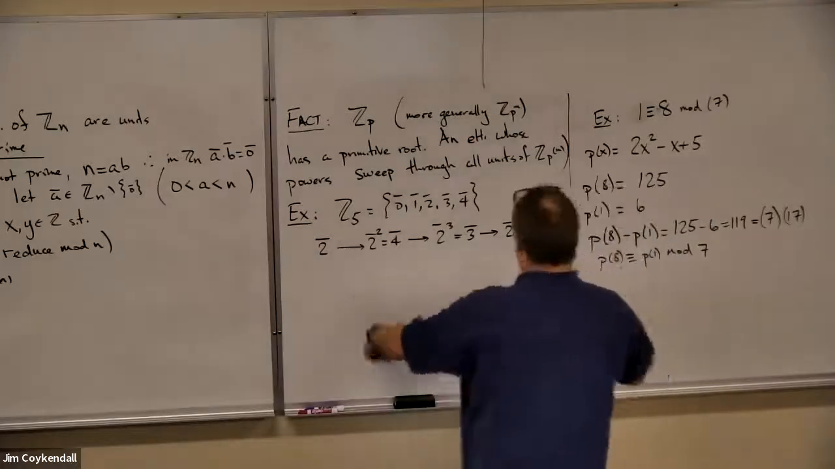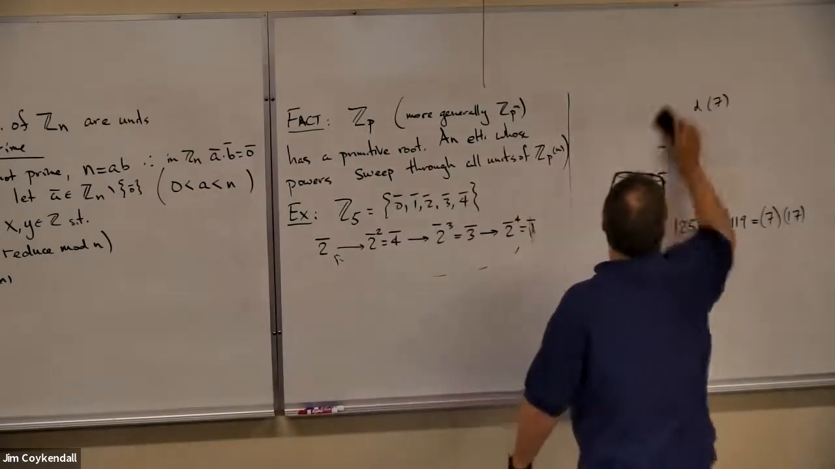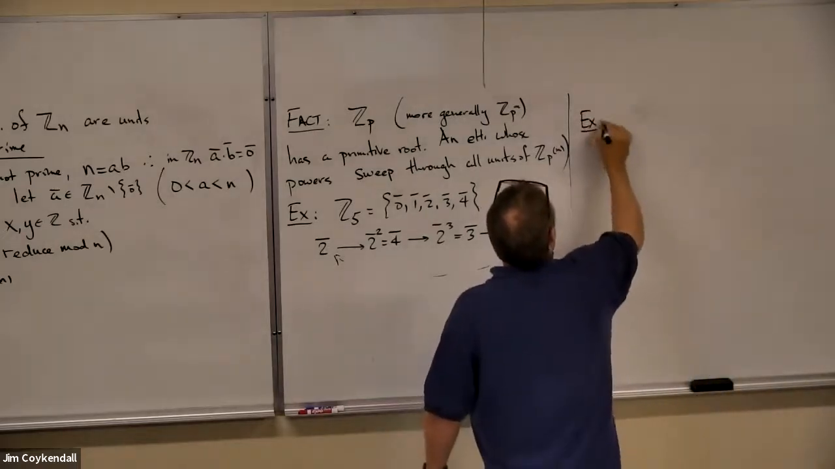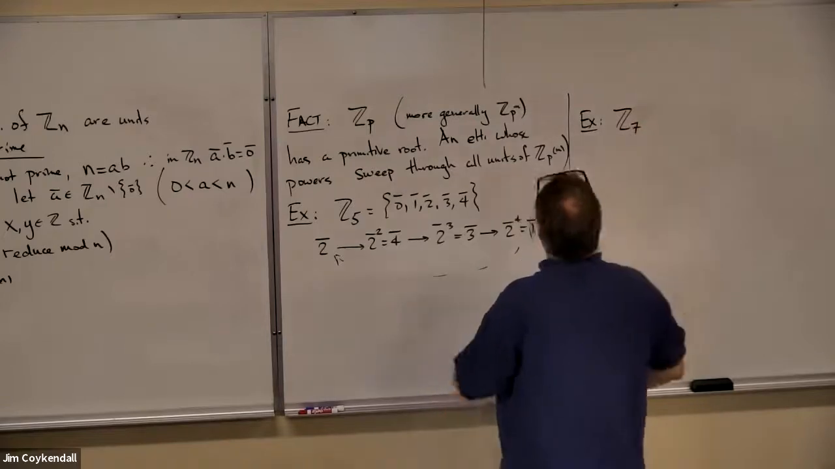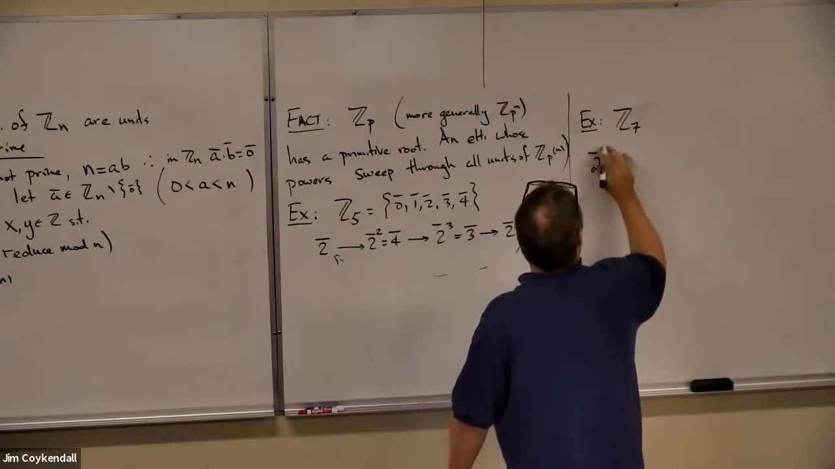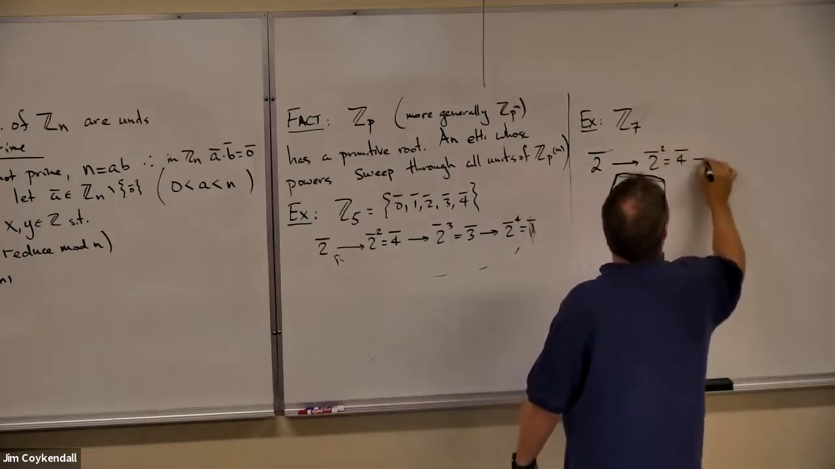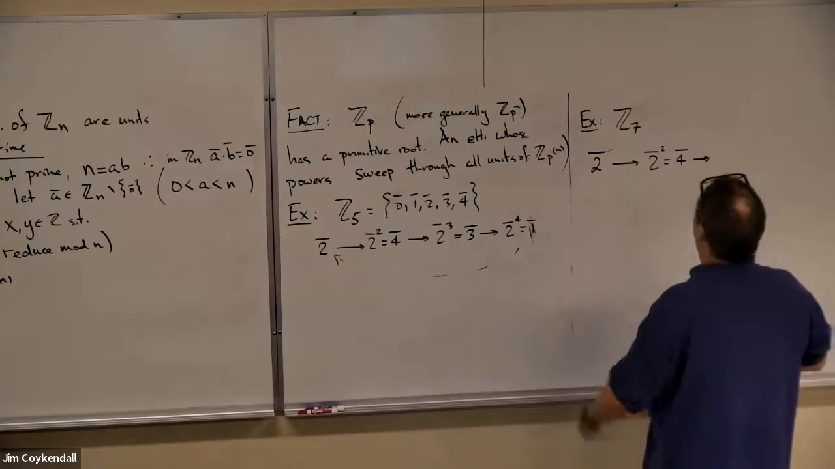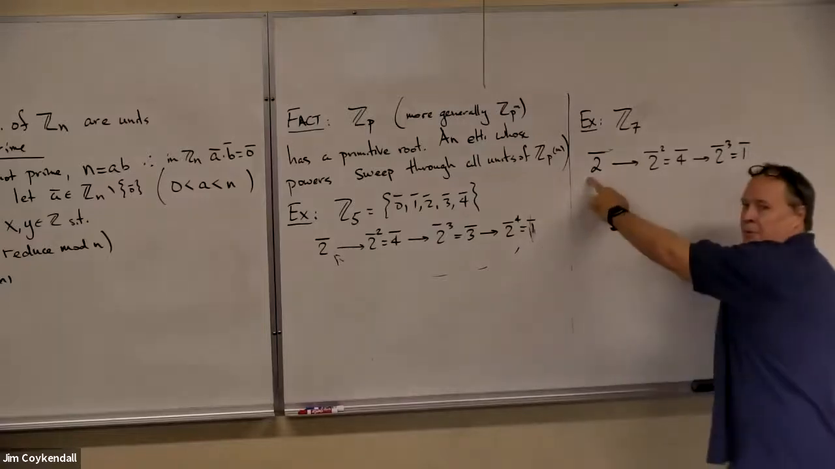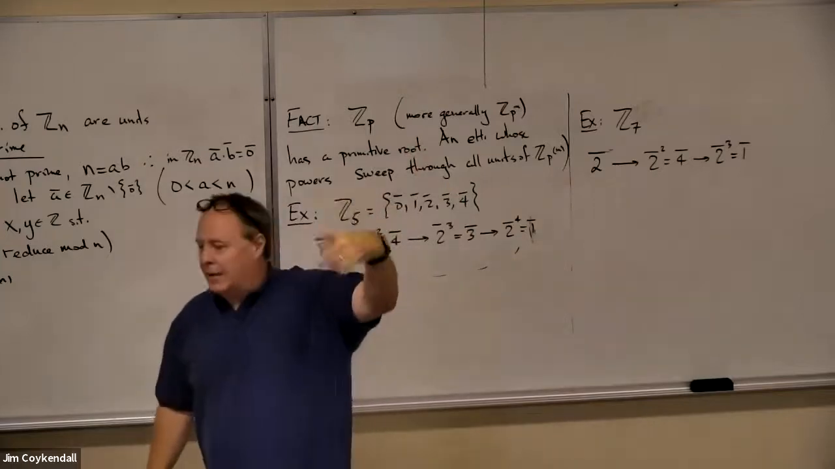And then if you take another power, it sort of starts all over again, right? Example: Z7. If you look at 2 bar, squared is 4 bar, 2 bar cubed is 8, which is 1. Notice what happens with 2 here. It goes 2, squared is 4, cubed is 8, which is 1 mod 7, and now it starts over.